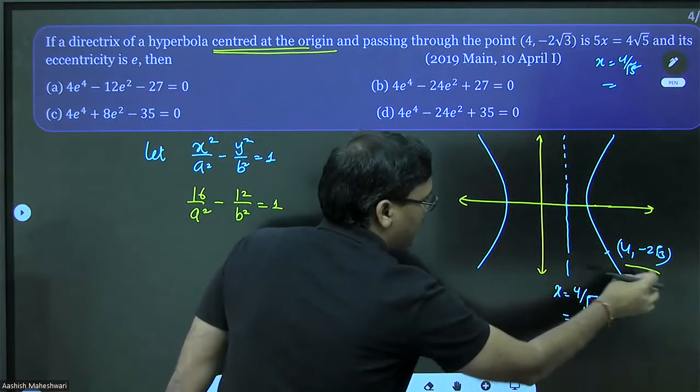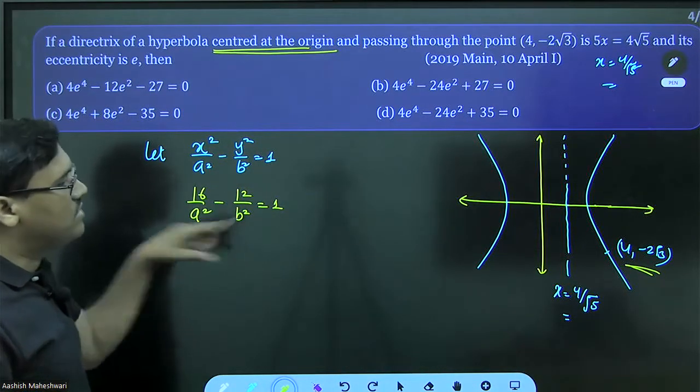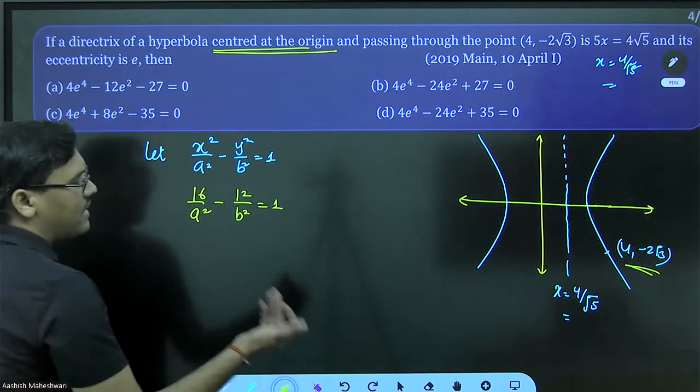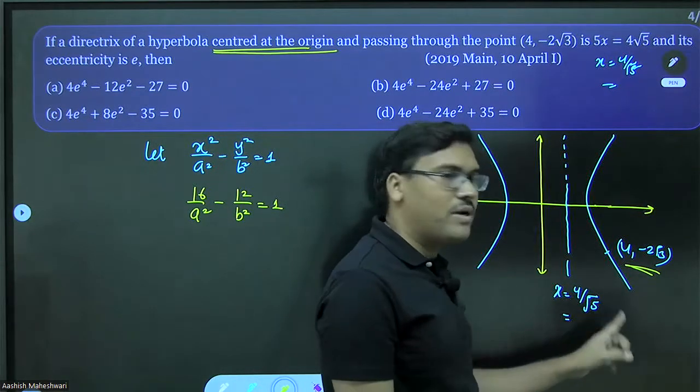I'm just putting this point in the equation of this hyperbola. So this is 16 by a square minus 12 by b square equal to 1. What is the second condition? You can say, what is the directrix of this hyperbola? This is given as 4 by root 5.